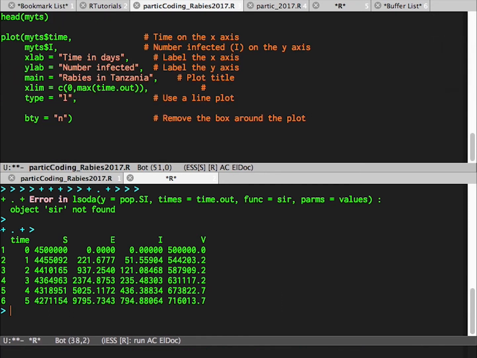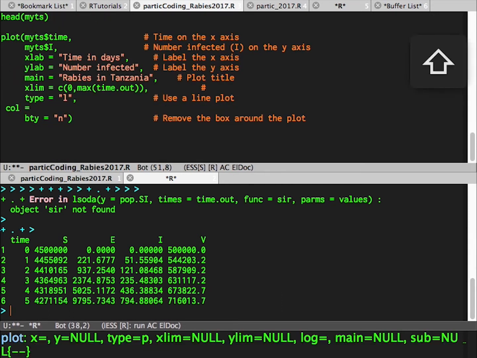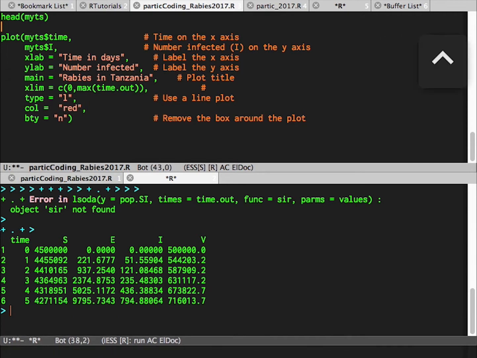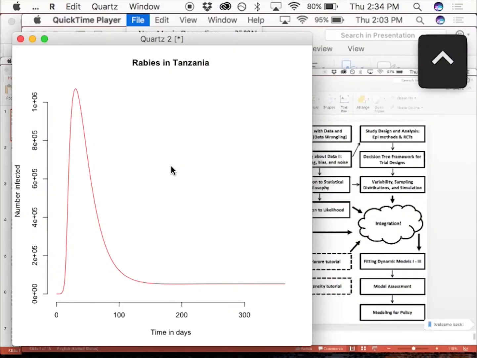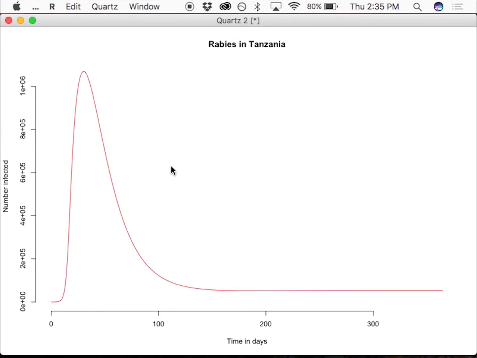And I think I should be red, not just because it's my favorite color. Everybody ready? Is there suspense? We got an epidemic. It's a big one, right?